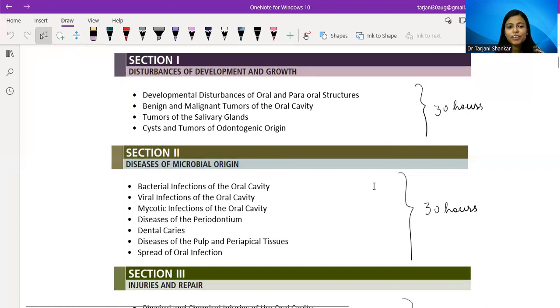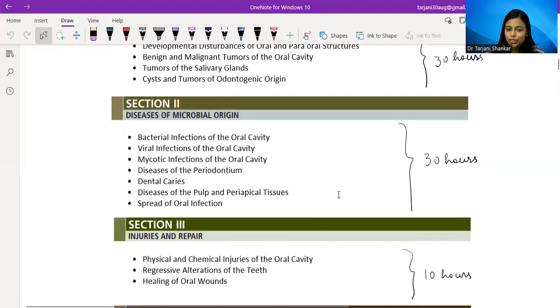Then the next topic we have is diseases of microbial origin. This will include all the bacterial, viral, fungal infections, dental caries, diseases of pulp and periapical tissues, and the spread of oral infections. This also will contribute to 30 hours. There are more topics, so I'll try to reduce the time to 4 hours per topic, right?